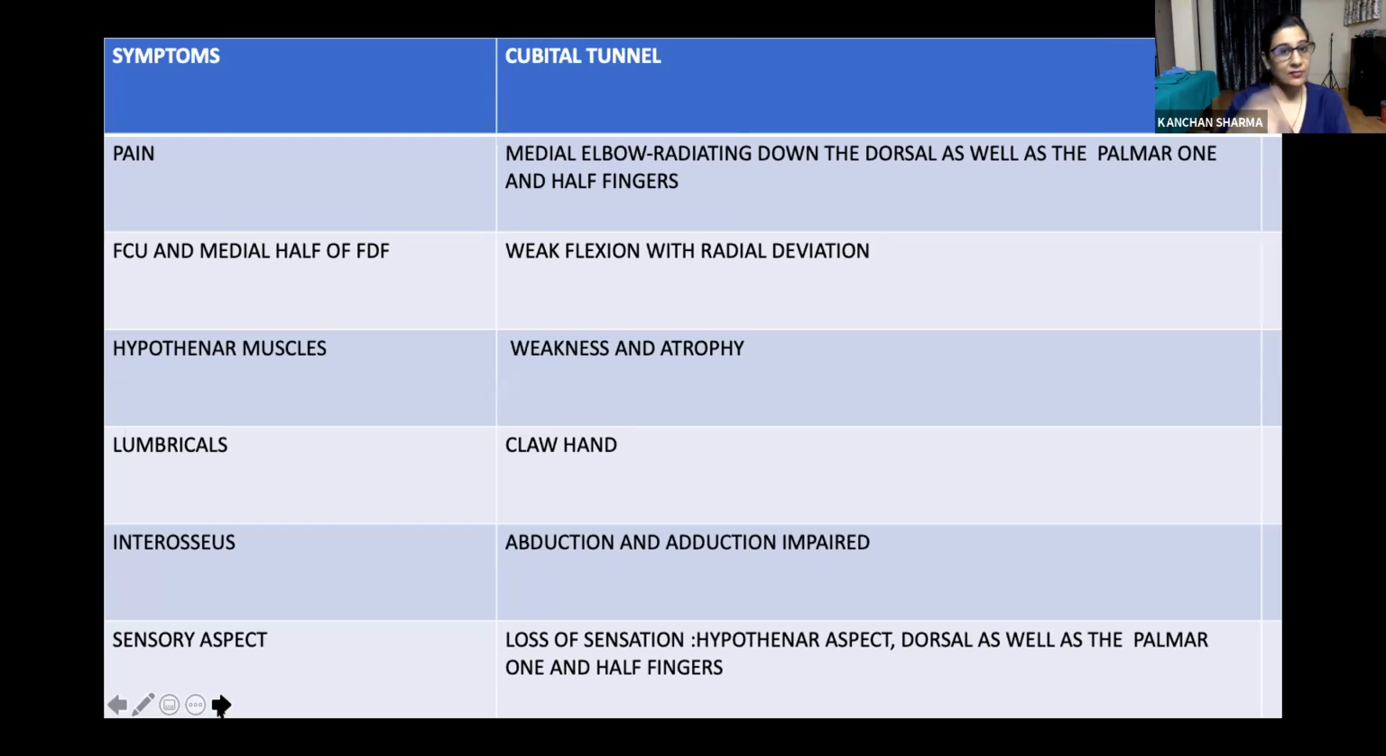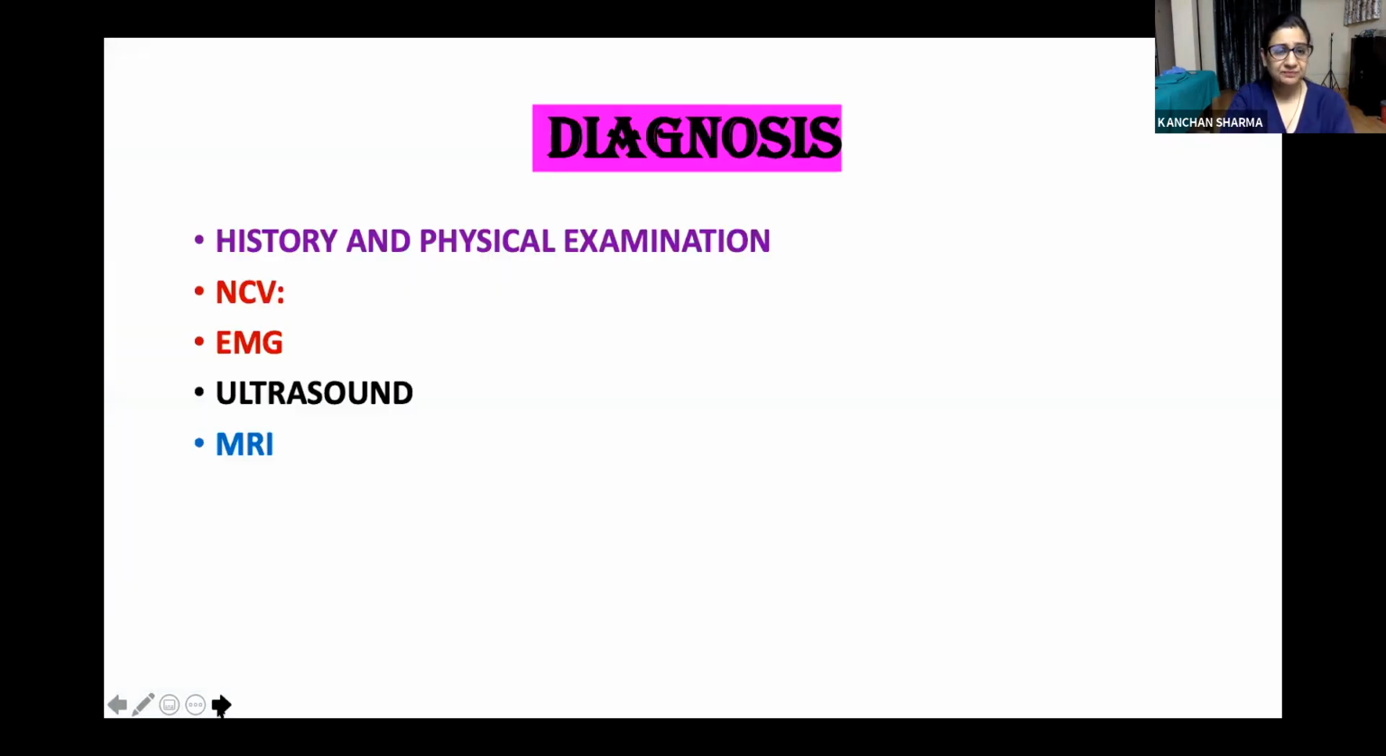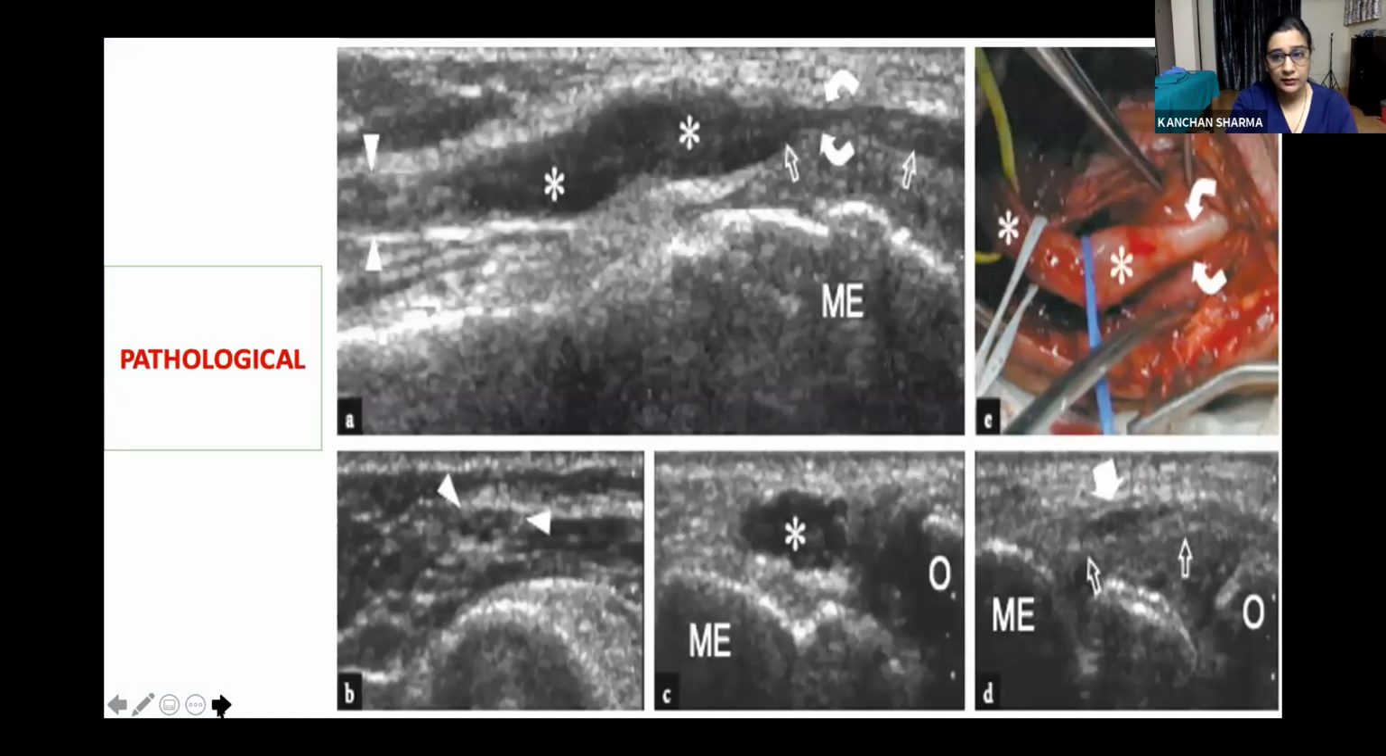Then comes your sensory, which I have already shown. Again, NCV and all those things you can order. So I will be showing you now the ulnar nerve. Let's see, and then we will come to the pathology.